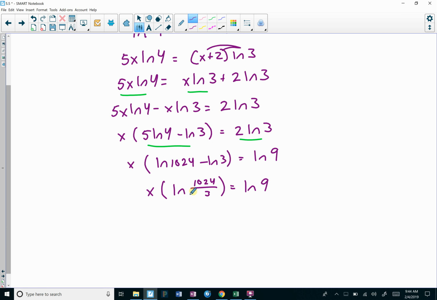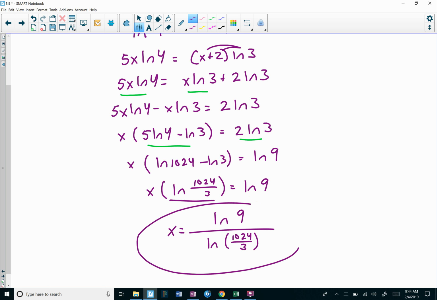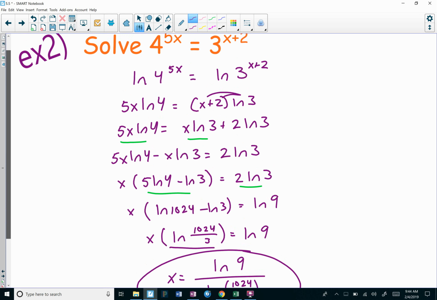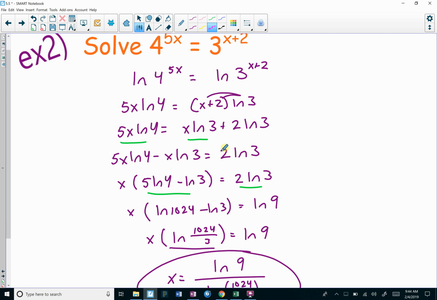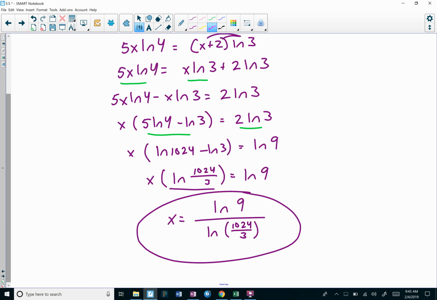Now that you've cleaned it up to 1 log, go ahead and divide by all this junk in order to get x by itself. So I have natural log of 9 all over natural log of 1024 over 3. And it looks messy, but that is a simplified answer. Now, if you are unsure if your answer matches the back of the book, because we talked about this with inverses, depending on what side you took things over to, your answer could look different. Same with logs. Your answer could look different if you took things over to the other side. So you can always find a decimal approximation.